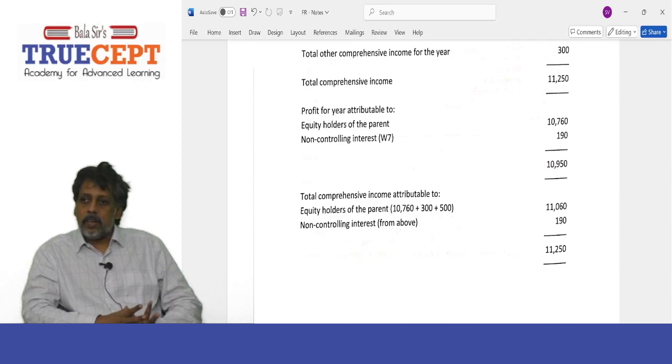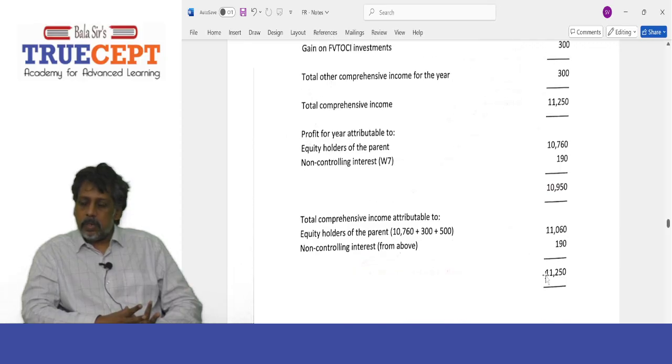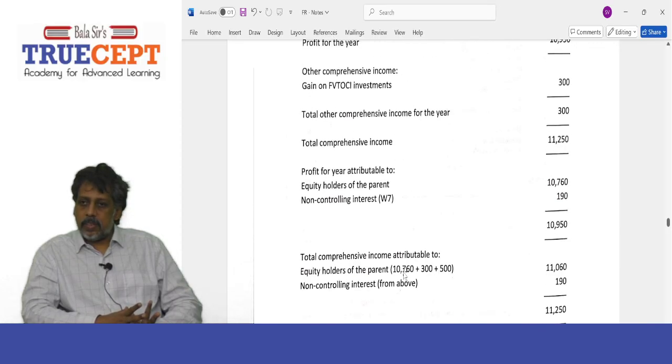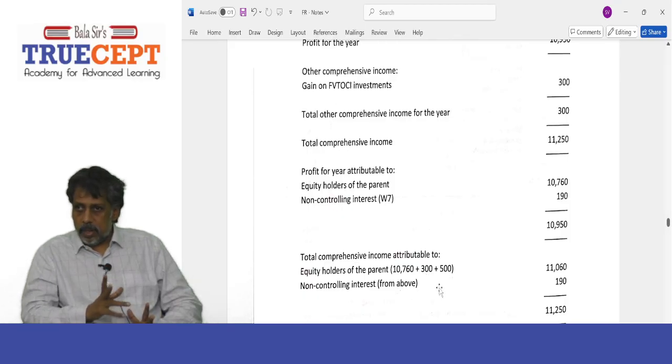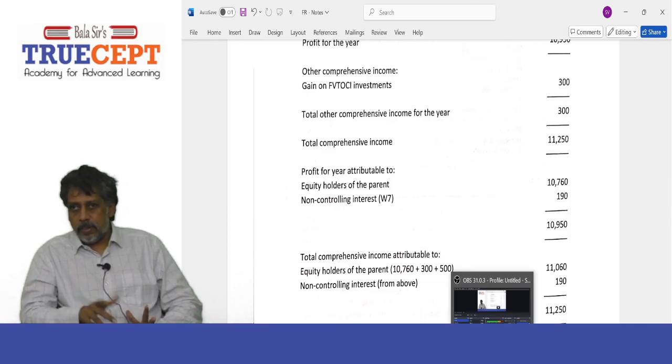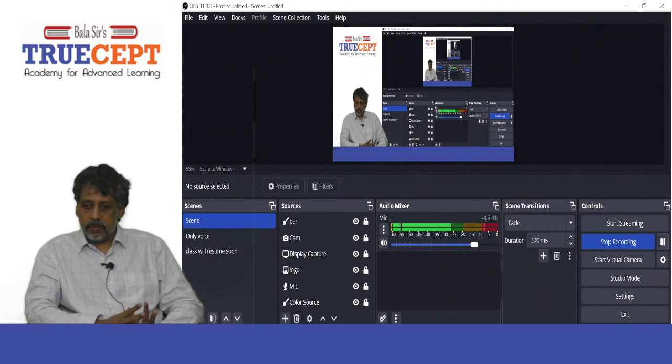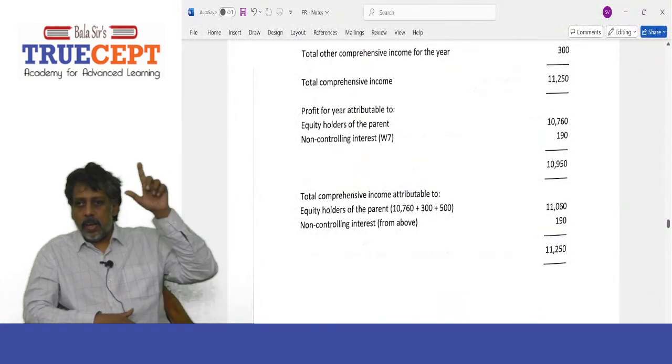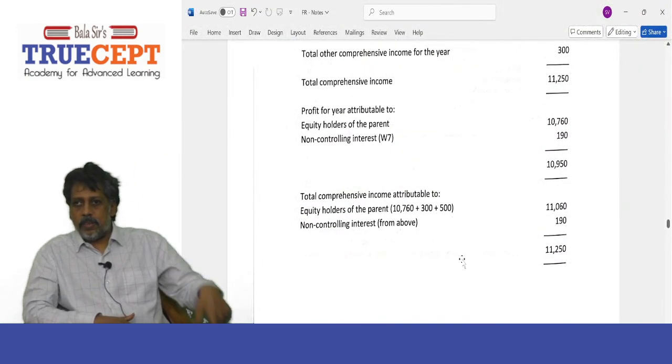What is that 500? Any 500 given? 10,760 plus 300, that's the FVOCI. And then 500, and that is 11,060. And then non-controlling interest from above is 190. That 500 is not there. It was only a mistake. Guys, there is a devil's imprint.